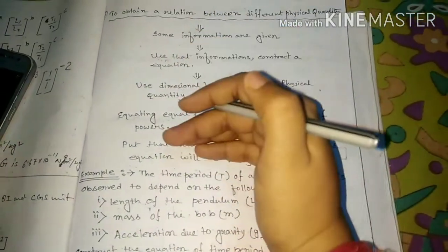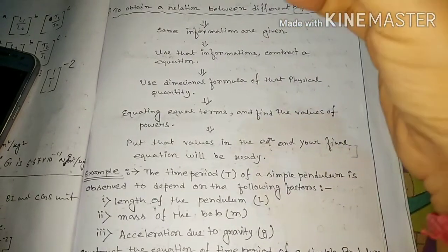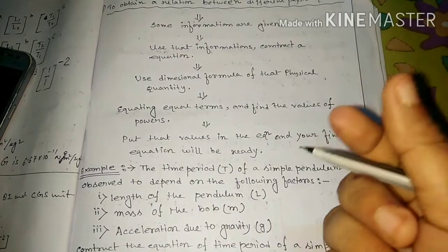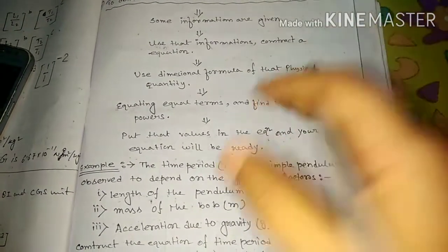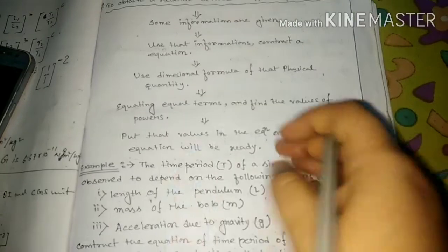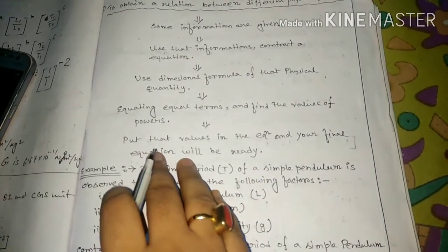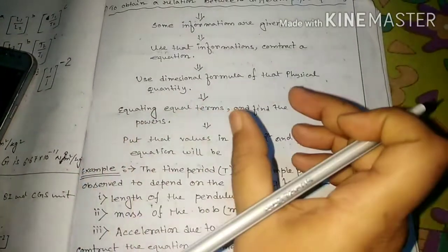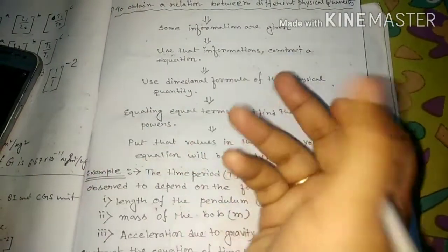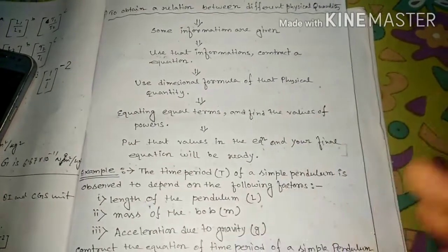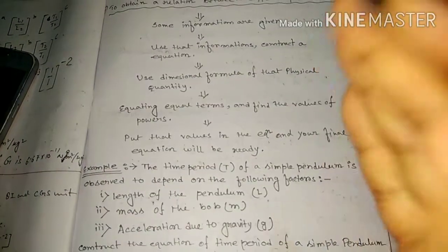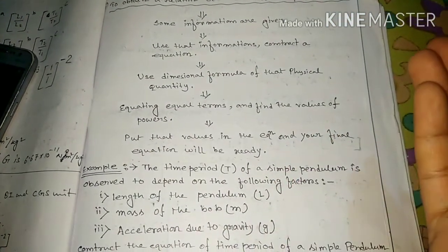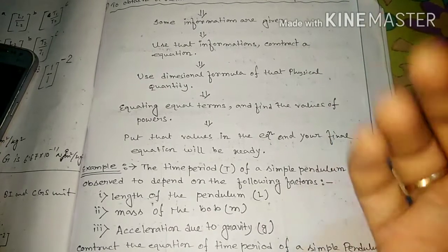So this is the step. Some information is given, use that information, we construct an equation, then we use the dimensional formula of that physical quantity, equating the equal terms on both sides. That means if M L T is there on this side, M L T will also be there on the other side. So separately we equate the power of M, L and T, whatever the power is there. Then in that equation we put the values.